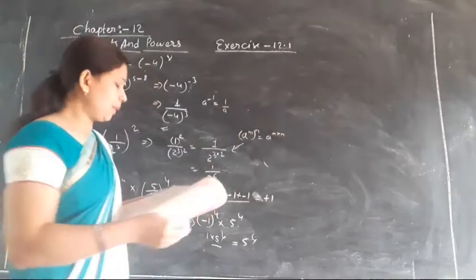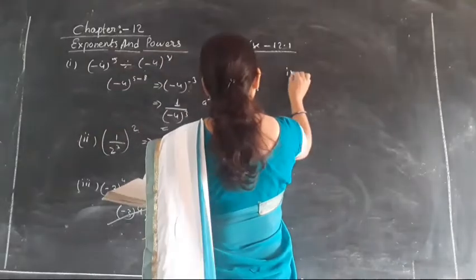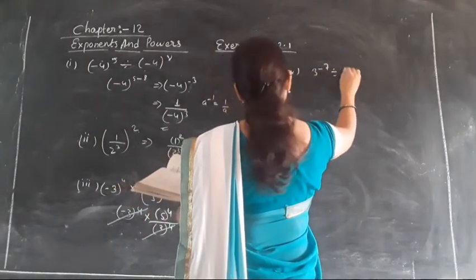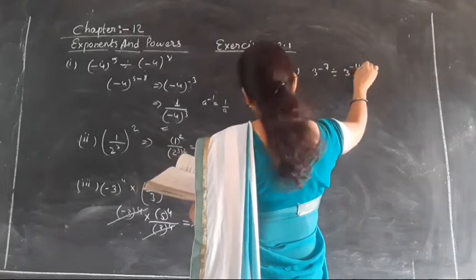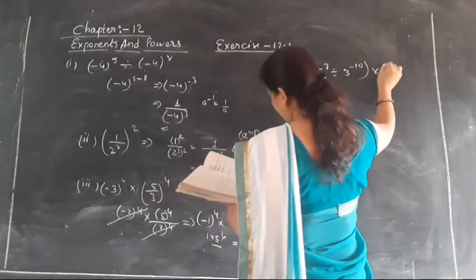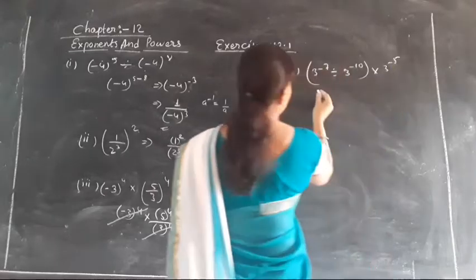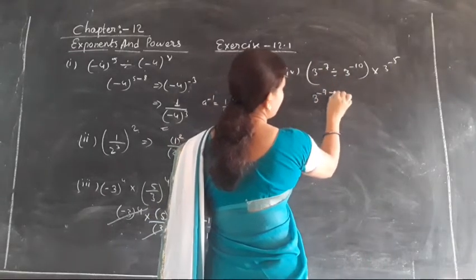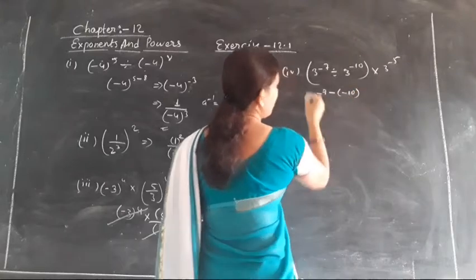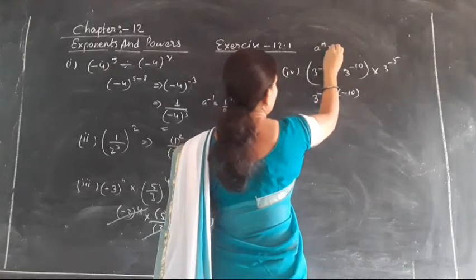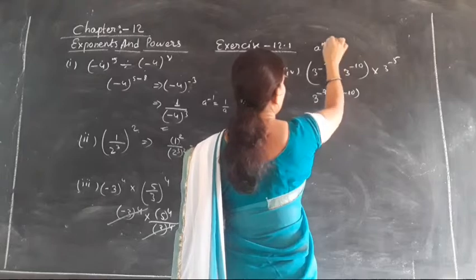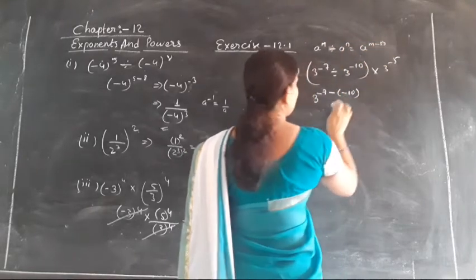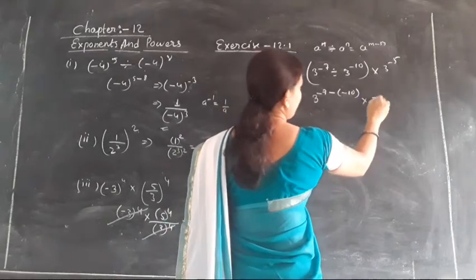Then the next, the fourth part of the question we are having. In the fourth part of the question, (3 to the power -7 divided by 3 to the power -10) whole into 3 to the power -5 here. So using the laws of exponent, 3 to the power -7 minus -10. This is the law of exponent: a to the power m divided by a to the power n is equal to a to the power m minus n. Isn't it?